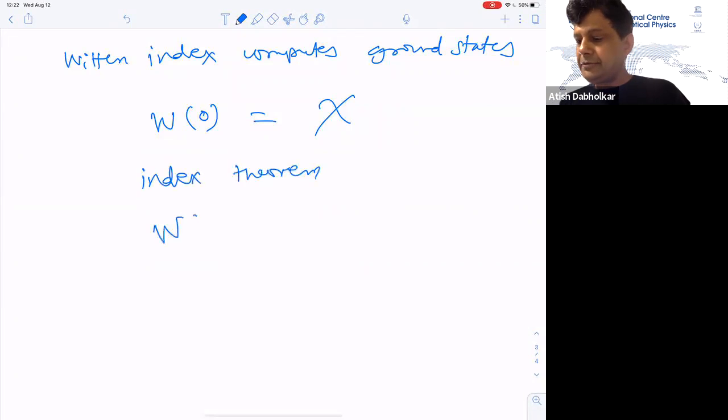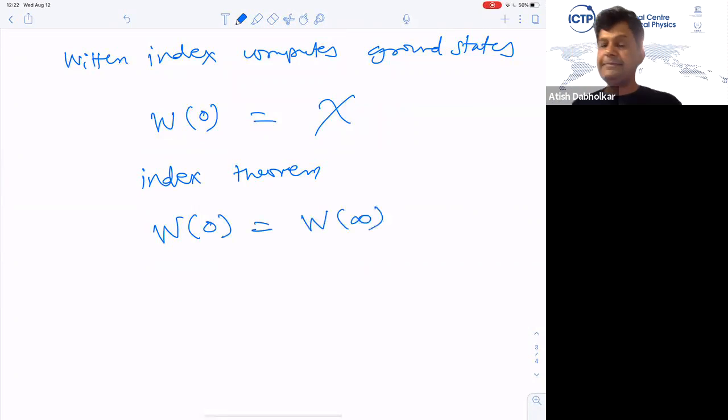The proof of the index theorem goes as follows. Basically, you use the fact that W of 0 is equal to W of infinity. So you define the Witten index as the index at 0 temperature. At 0 temperature, clearly only the ground states contribute because you have nothing to excite. So beta going to infinity is 0 temperature. So W of infinity is the Euler character.